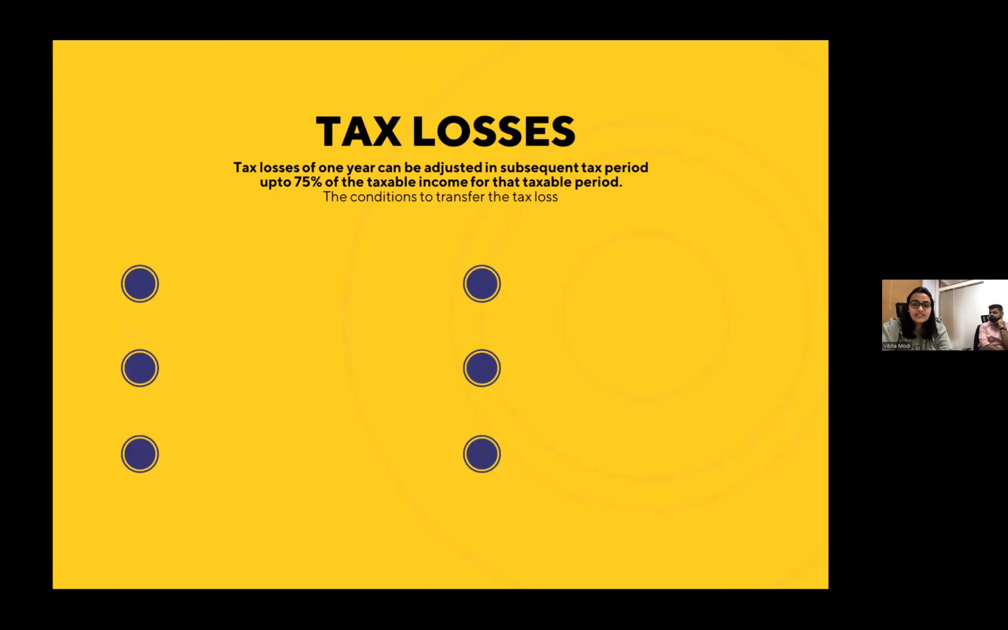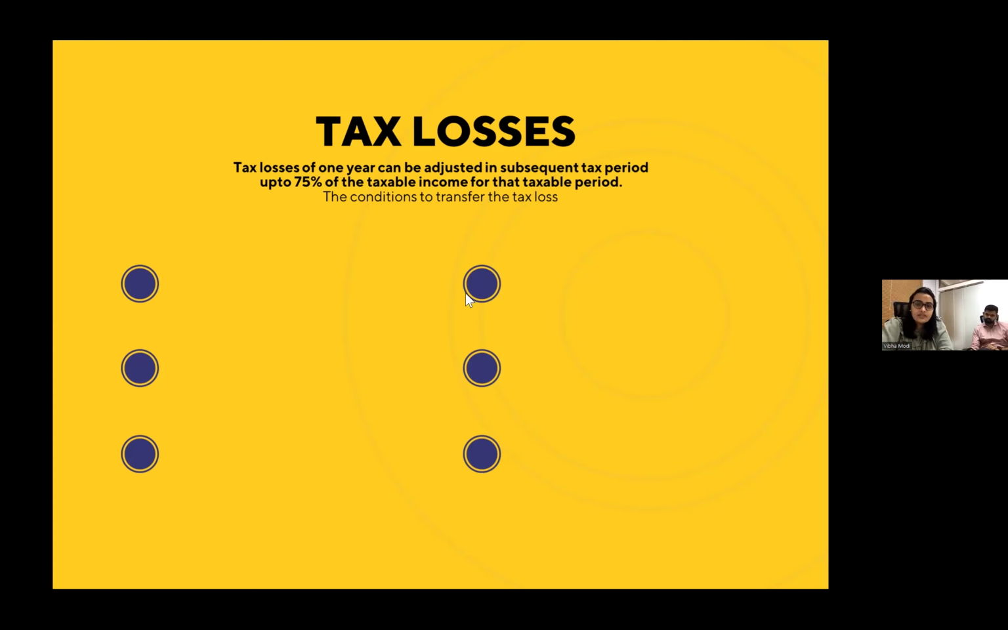Then let's come to the tax losses. We talked about what will be the implication of corporate tax on the profits: the 9% taxability or 0% taxability, which expenses are deductible, and what is the limit on the expenses. Here they have clarified on the tax losses also. Tax losses of any year can be adjusted in the subsequent period up to 75% of the taxable income of that taxable period. So only 75% of your tax losses is adjusted in the same year.